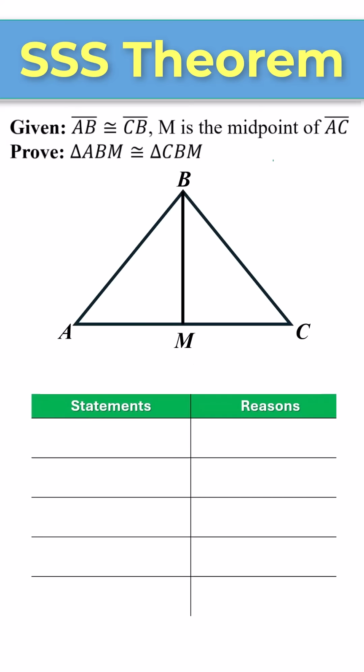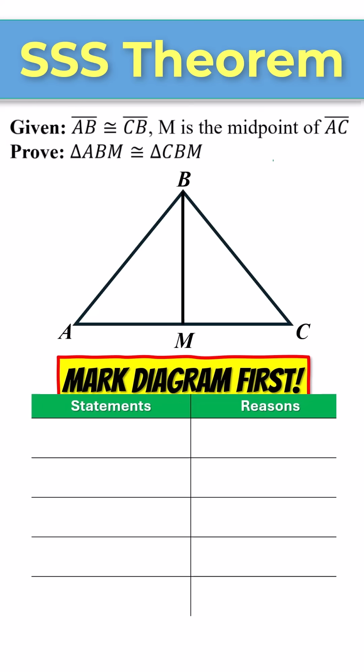Now I want to show you how we use the side-side-side congruence theorem in a proof. First thing you've got to do when you're looking at a proof is mark your diagram. So we have AB is congruent to CB. That means these two sides are congruent. Now you look at this.